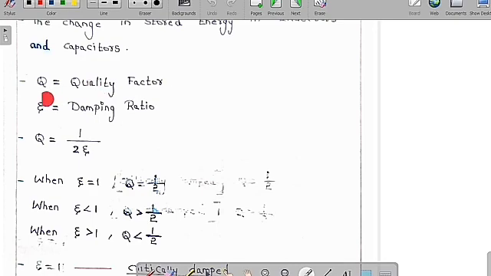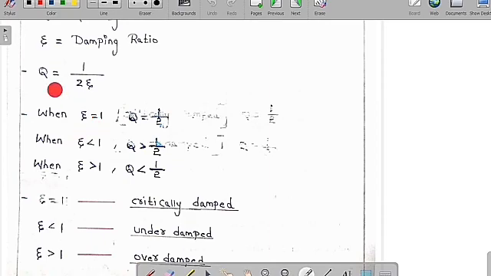Now we are going to learn about Q, called the quality factor, and zeta, called the damping ratio. The relation between these two is Q is equal to 1 by 2 zeta, or zeta is equal to 1 by 2Q. When zeta is equal to 1, Q is equal to half. When zeta is less than 1, Q is greater than half. When zeta is greater than 1, Q is less than half. We can get this from here.